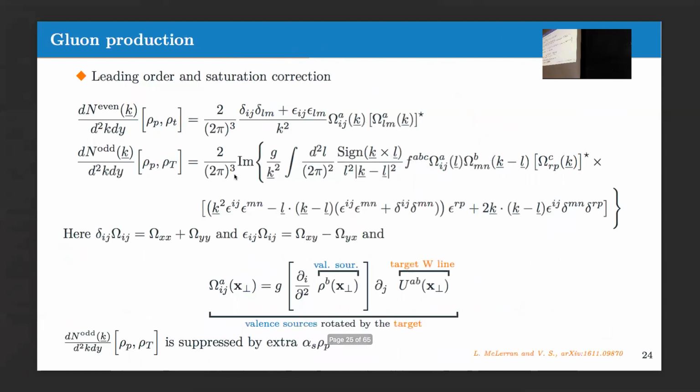Okay, and this is the result. This is the result for the leading order, given over here. And this is now the contribution which is cubic in the projectile sources. It has three omegas over here, so it will be rho cubed.